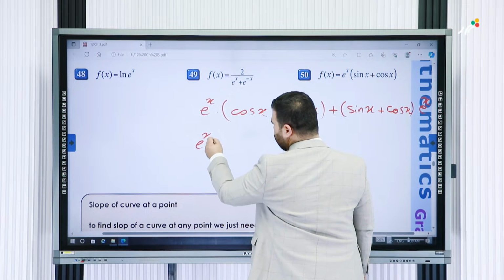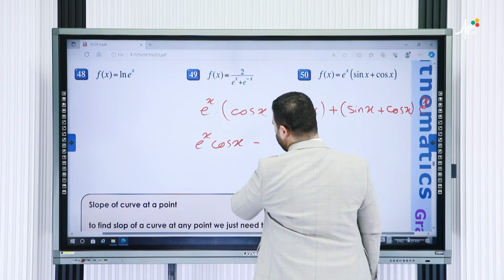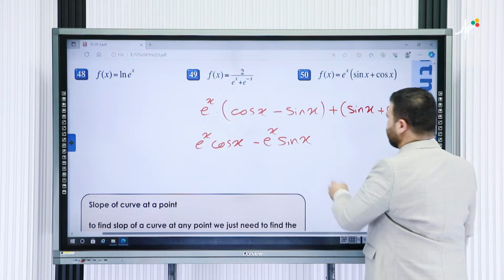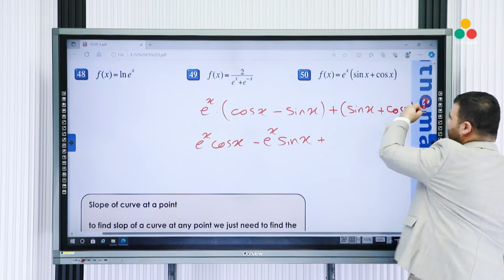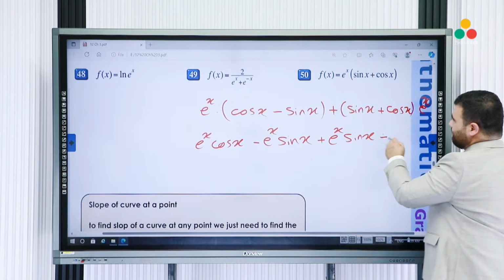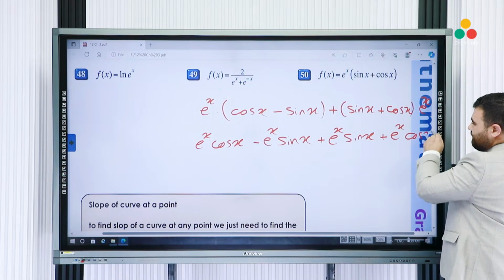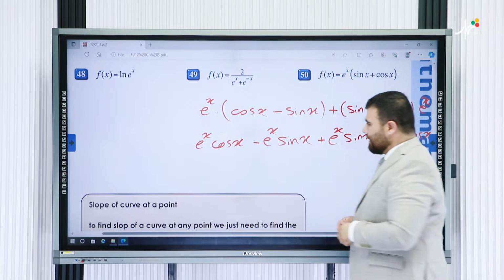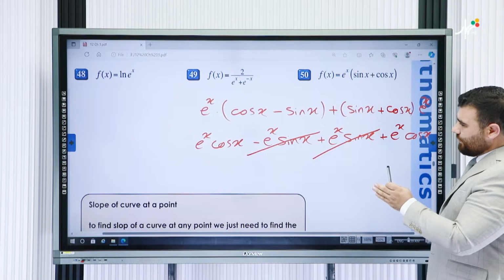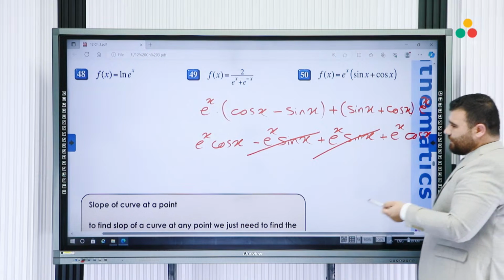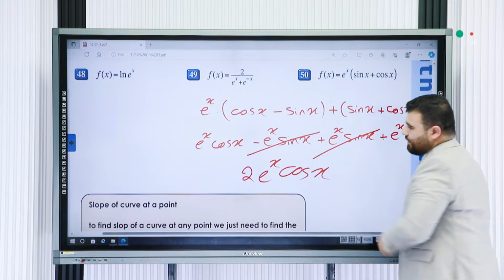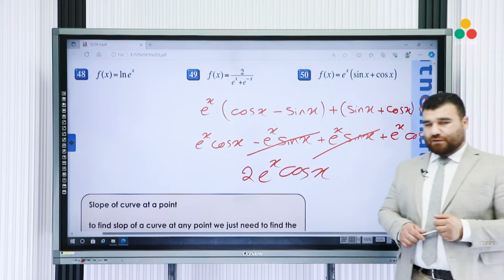This will be e^x cosine x minus e^x sine x plus e^x times sine x is e^x sine x, plus e^x cosine x. Do you see any like terms? Negative e^x sine x plus e^x sine x, it's 0. e^x cosine x plus e^x cosine x is 2e^x cosine x. This is the answer of question 50.